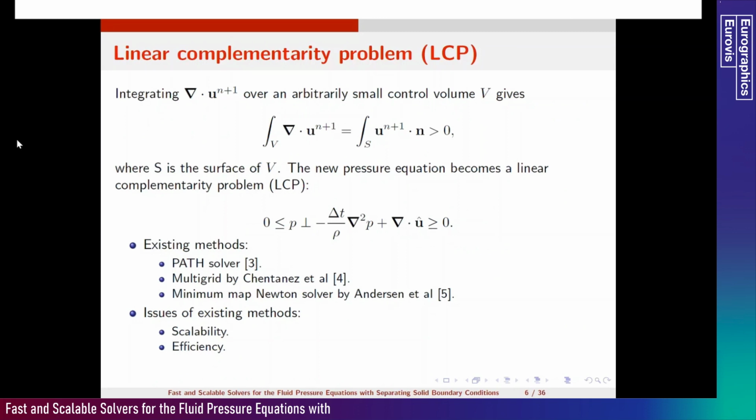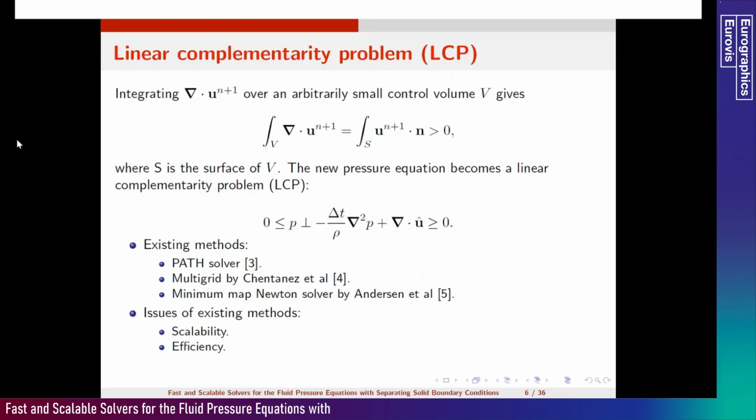After integrating the divergence of U, we eventually formulate a new pressure equation with separating solid boundary conditions. This is also known as a linear complementarity problem. As the separating solid boundary conditions are enforced on the boundary only, we solve the LCP at gray cells, which fall in both liquid and solid.